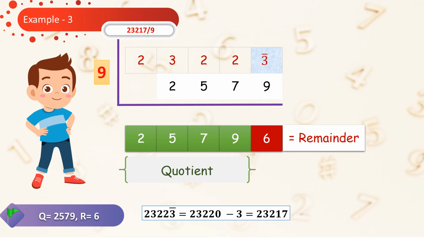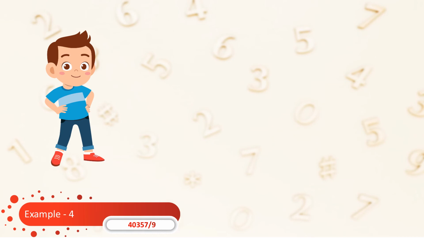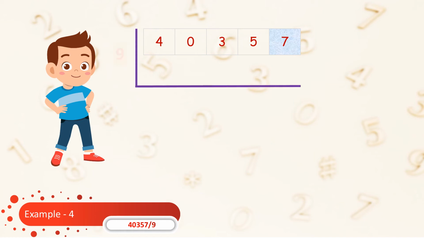We will see one more example now which involves the carry digits, and we will also see the same example written with a bar digit. So our example 4 is 40,357 divided by 9. So write down 40357. We are going to divide that by 9. The steps are going to be exactly the same. Start with the 4, put the 4 straight down.